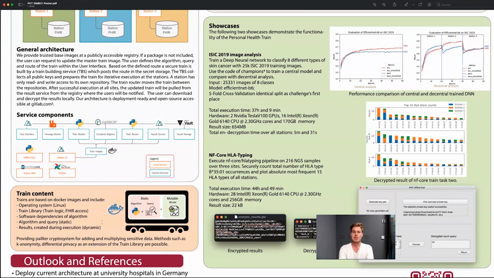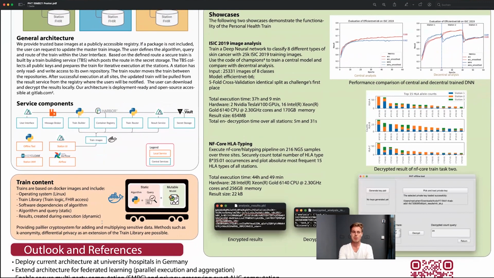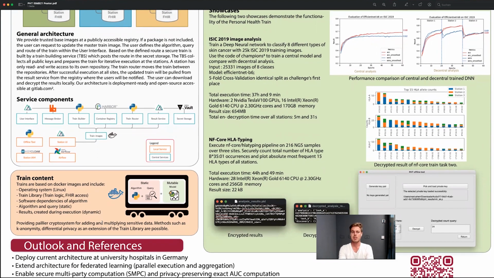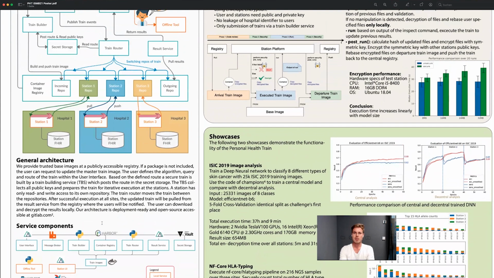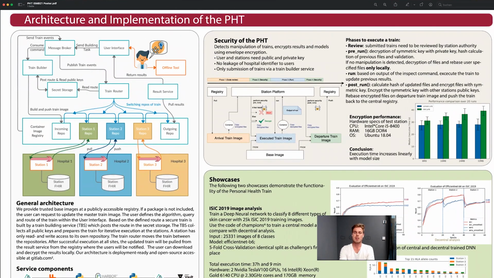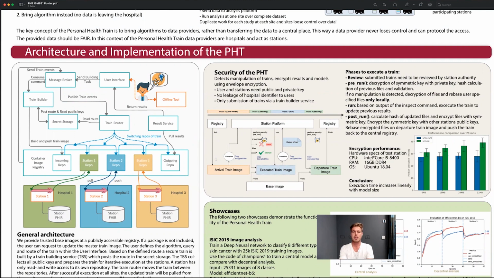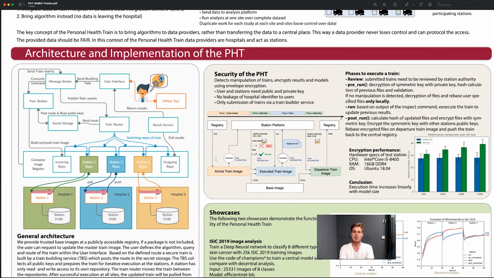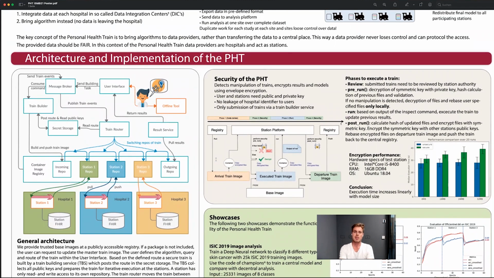Those are encrypted at rest. This means only the participating hospitals and the user can decrypt the results. We provide a homomorphic crypto system for adding and multiplying sensitive data, such that different sites cannot infer information about other sites. Methods such as k-anonymity and differential privacy are possible as extensions of the train library. Overall, we have several security components in order to verify that the user code is actually the code which is executed, that no one is stealing the data, and that we can prevent people from hijacking hospitals' architecture.